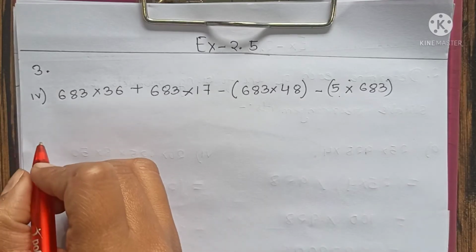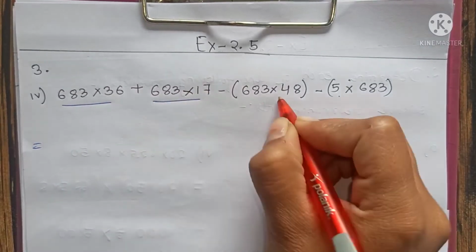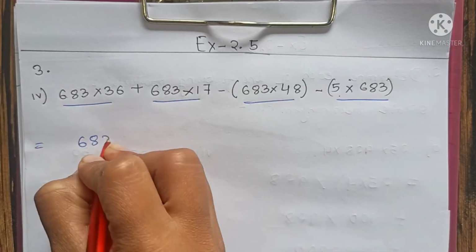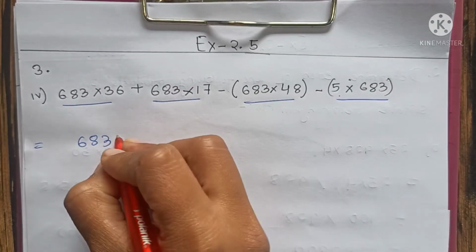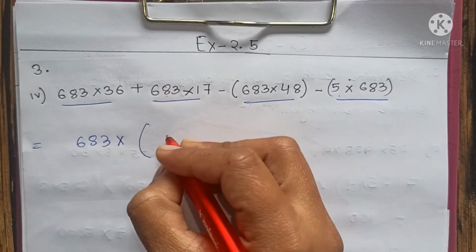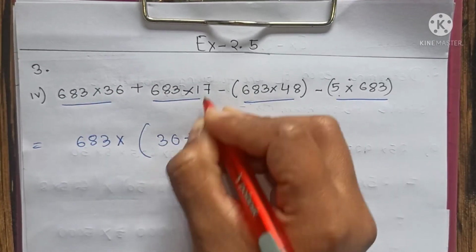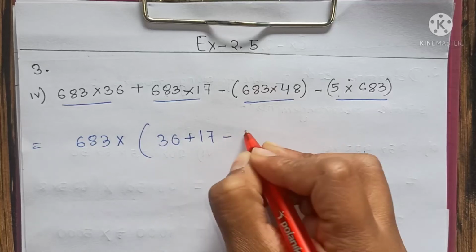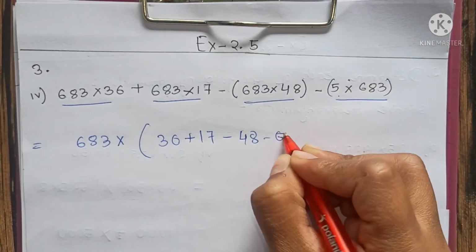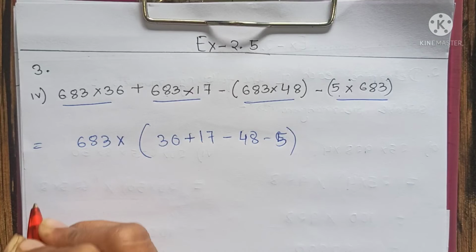Let's do 3's 4 as well. Here we can see 1, 2, 3, 4 groups are there. In the 4 groups we are able to find 683 as common. So what we will do, we'll take it outside, and what is left here? 36 plus 17 minus 48 minus 5, because this is taken out as common.